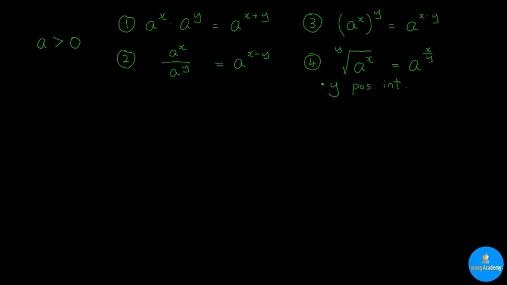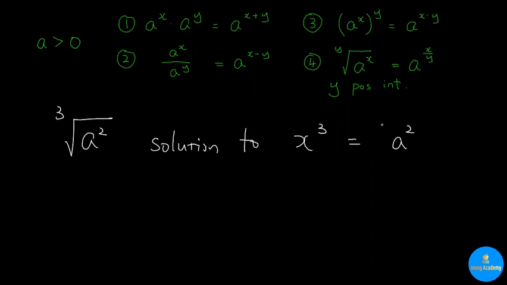To understand the fourth identity, we should recall what root truly means. Root is actually helping us to solve an equation. For example, if we say a squared and then take the cube root, what this does is this is a solution to x to the power 3 equals a squared. If you plug this into x and then cube it, you will get a squared. That's what cube root truly means.